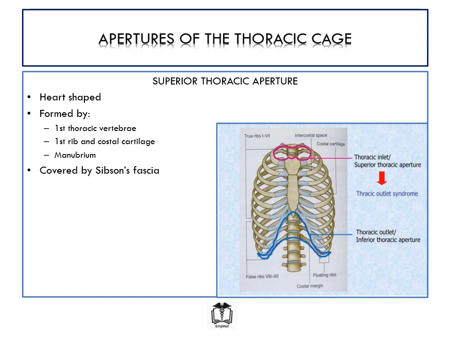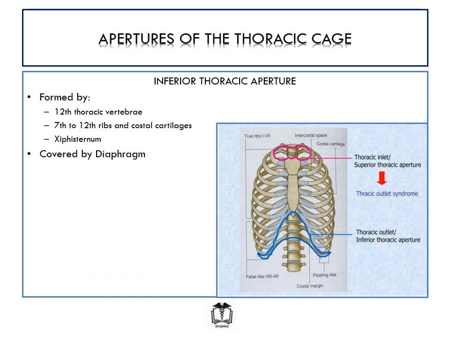It is covered partly by a very important structure known as Sibson's fascia. Sibson's fascia is just a small or minor covering that tends to protect the opening of that superior thoracic aperture into the thoracic cavity. The second opening of the thoracic cage is the inferior thoracic aperture. It is formed by different borders of the bony framework of the entire thoracic cage.